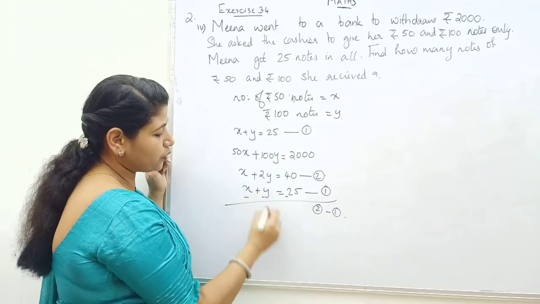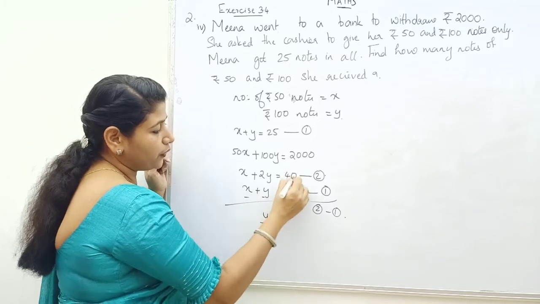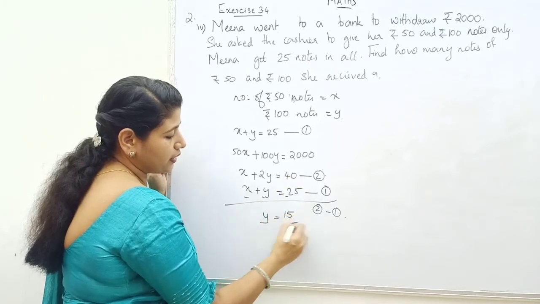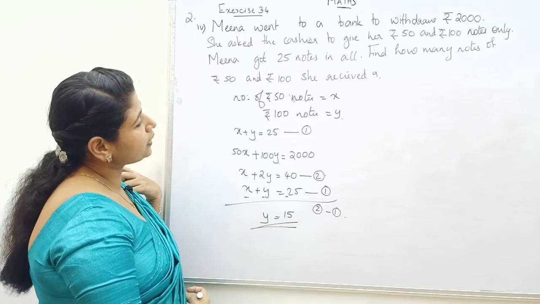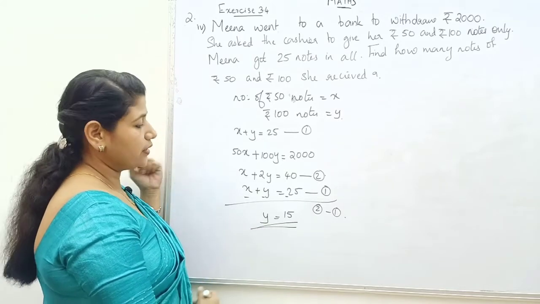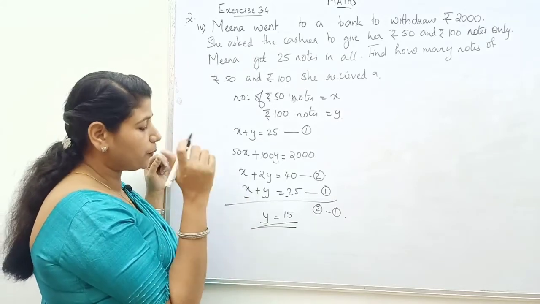X minus x is 0. 2y minus y is y. 40 minus 25 is 15. So the total number of 100 rupee notes is 15. And what about the total number of 50 rupee notes?